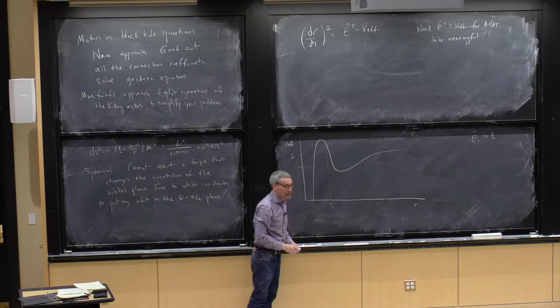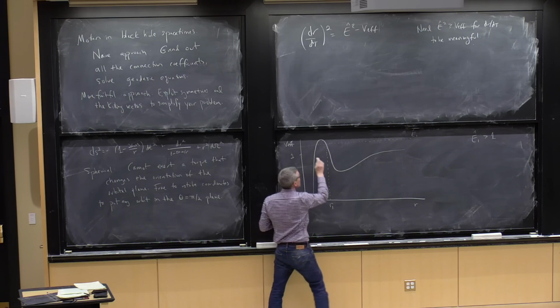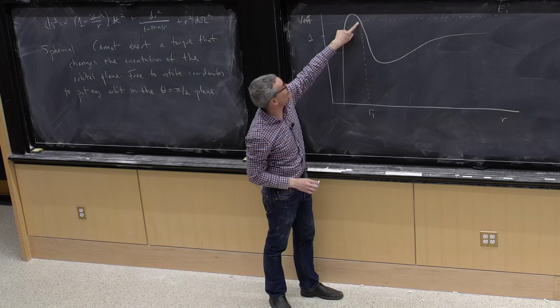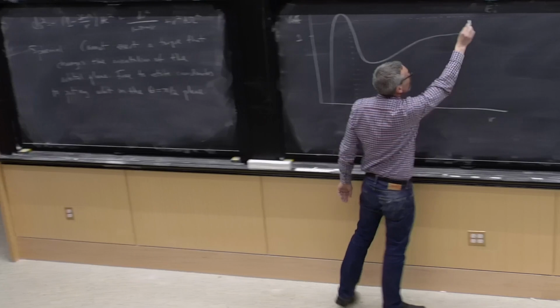Can it go into here? No. Cannot go into there because there e hat squared is less, sorry, should have been squared. Inside here, e hat squared is less than the effective potential. Dr d tau is imaginary. That doesn't make any sense. The only option is for this guy to change sign and trundle right back out.